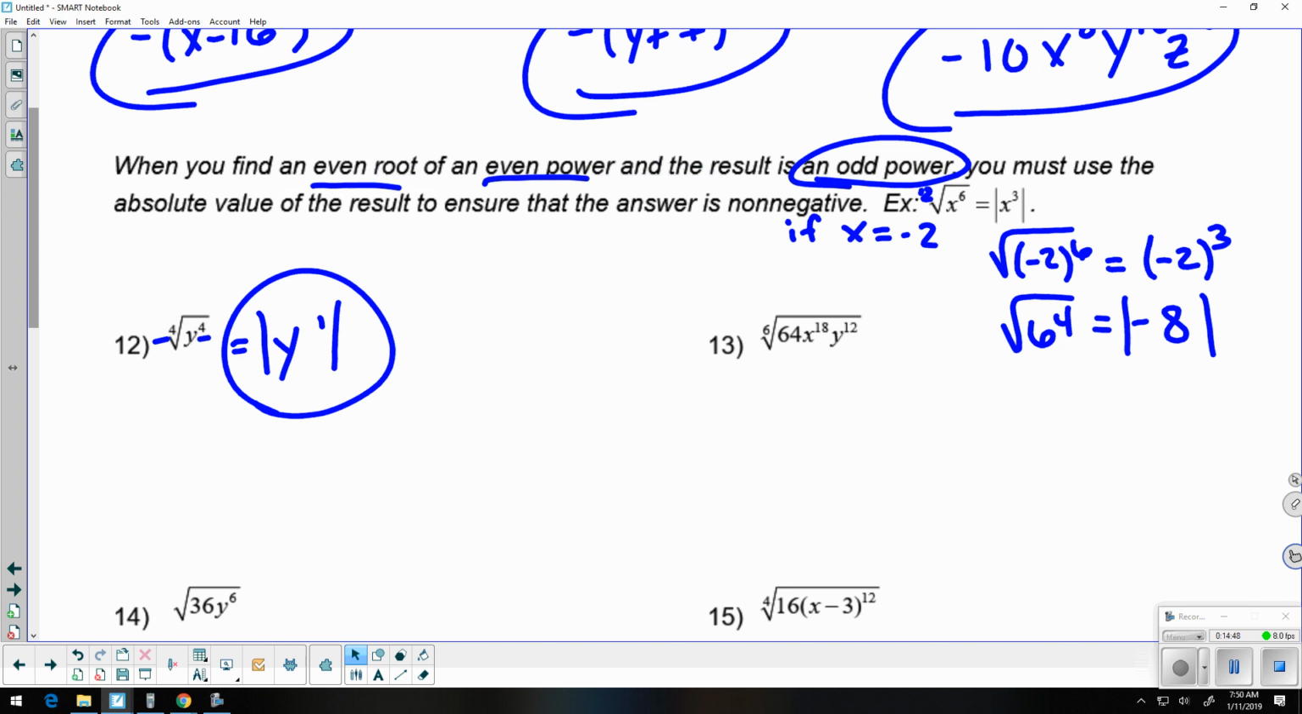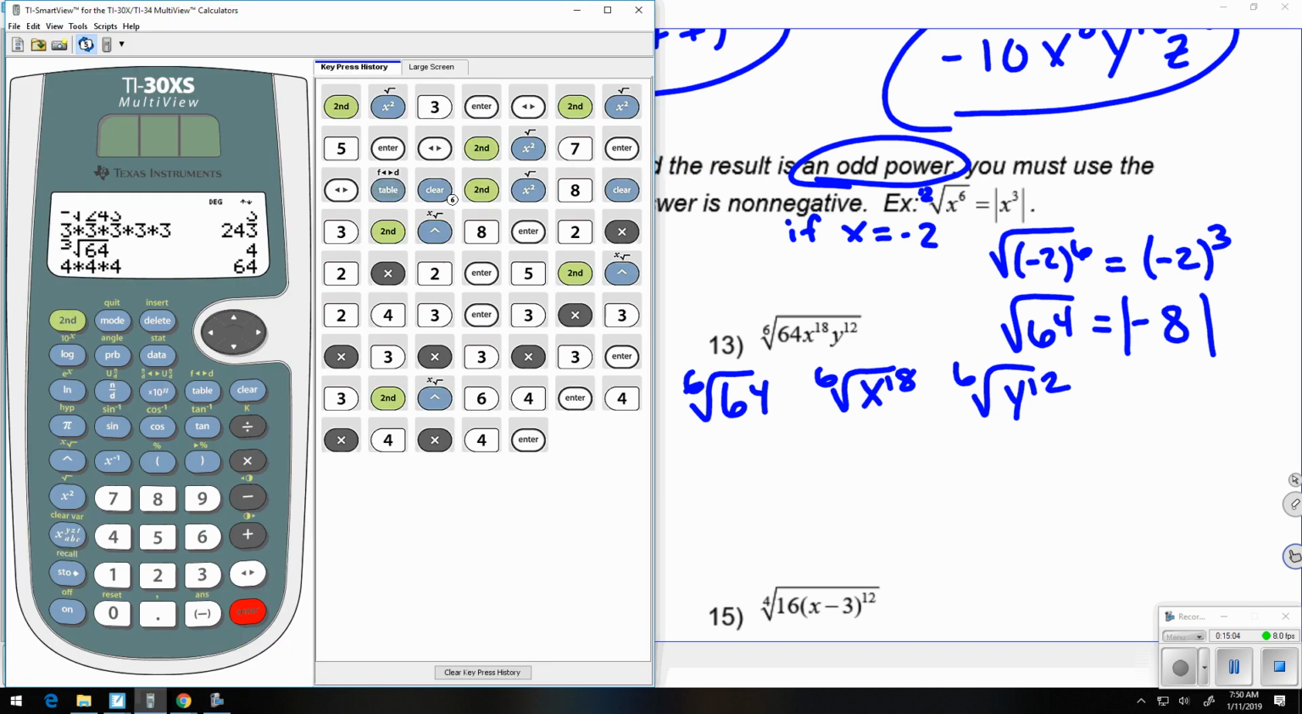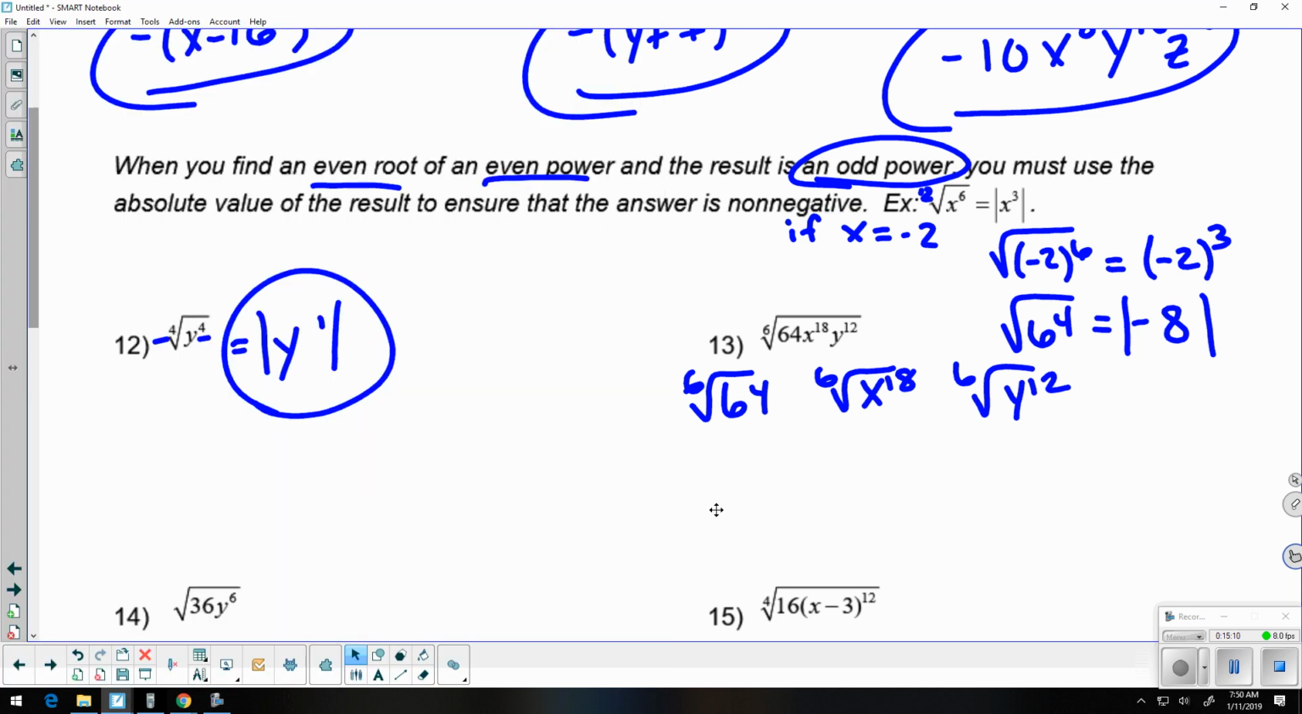Okay? The next one, we're taking the 6th root of 64, 6th root of x to the 18th, 6th root of y to the 12th. So taking the sixth root of each and every single term, the sixth root of 64, it's probably going to be 2, but if you don't know it, again, just type it in. Sixth root, 64, enter, comes out to be 2. Okay? Sixth root of x to the 18th, that'd be x cubed. Y would be squared, it looks like.